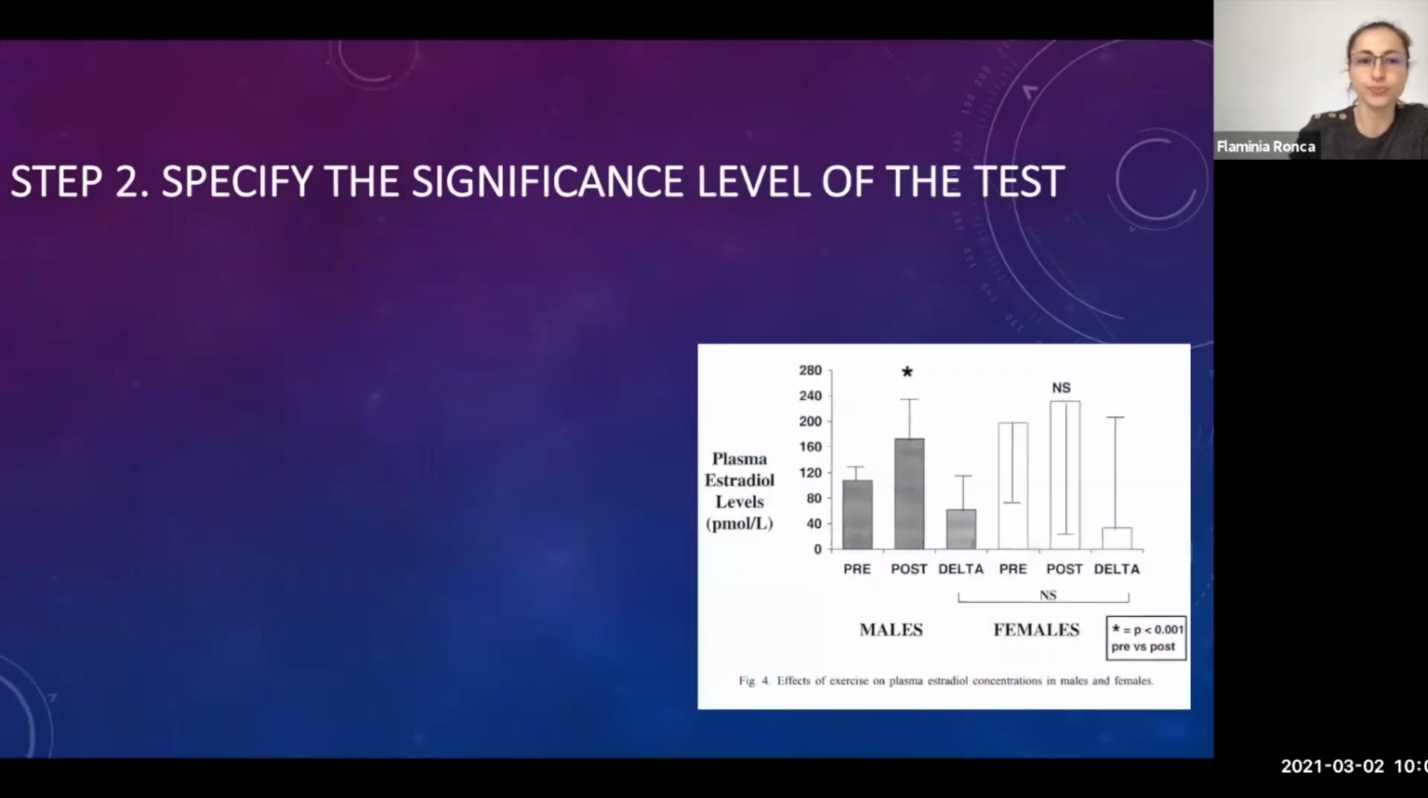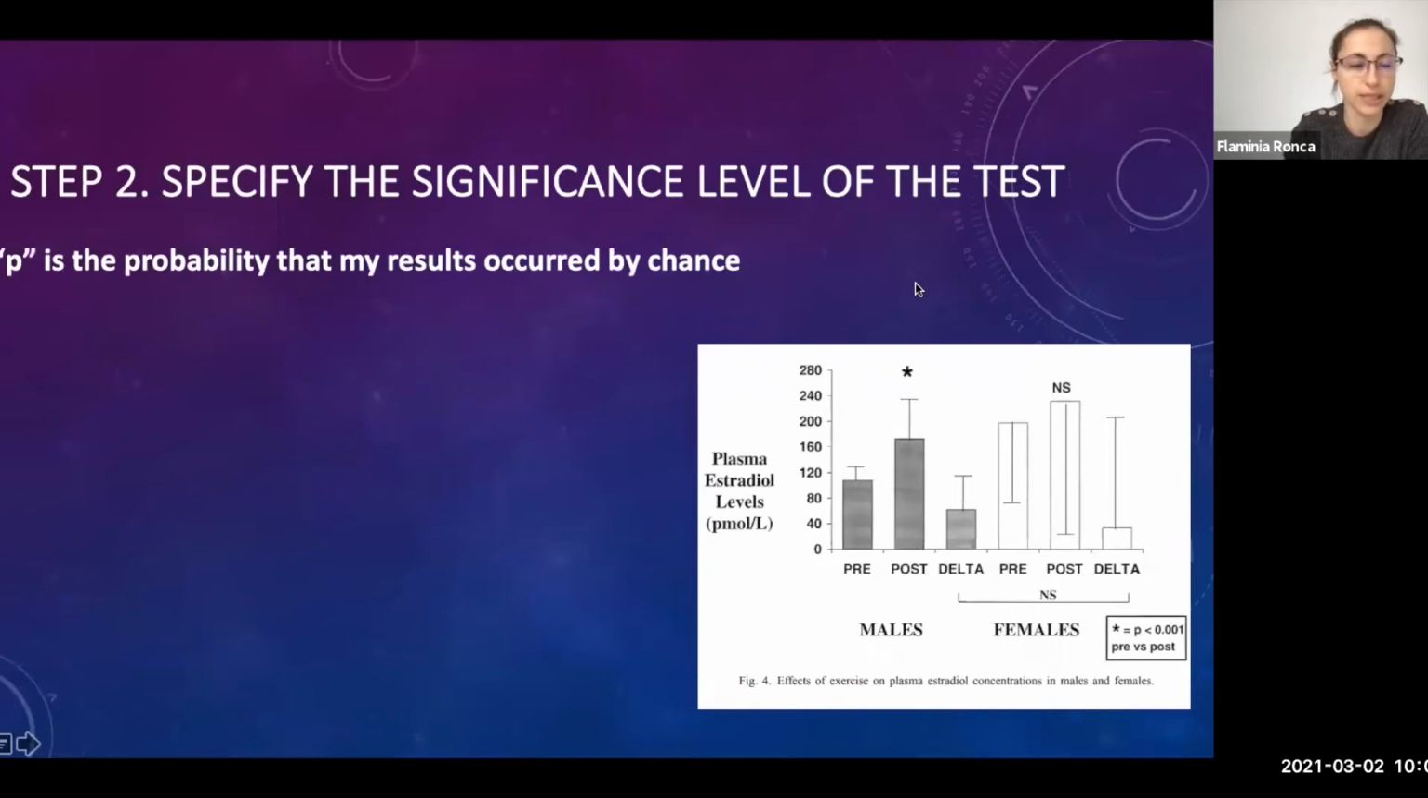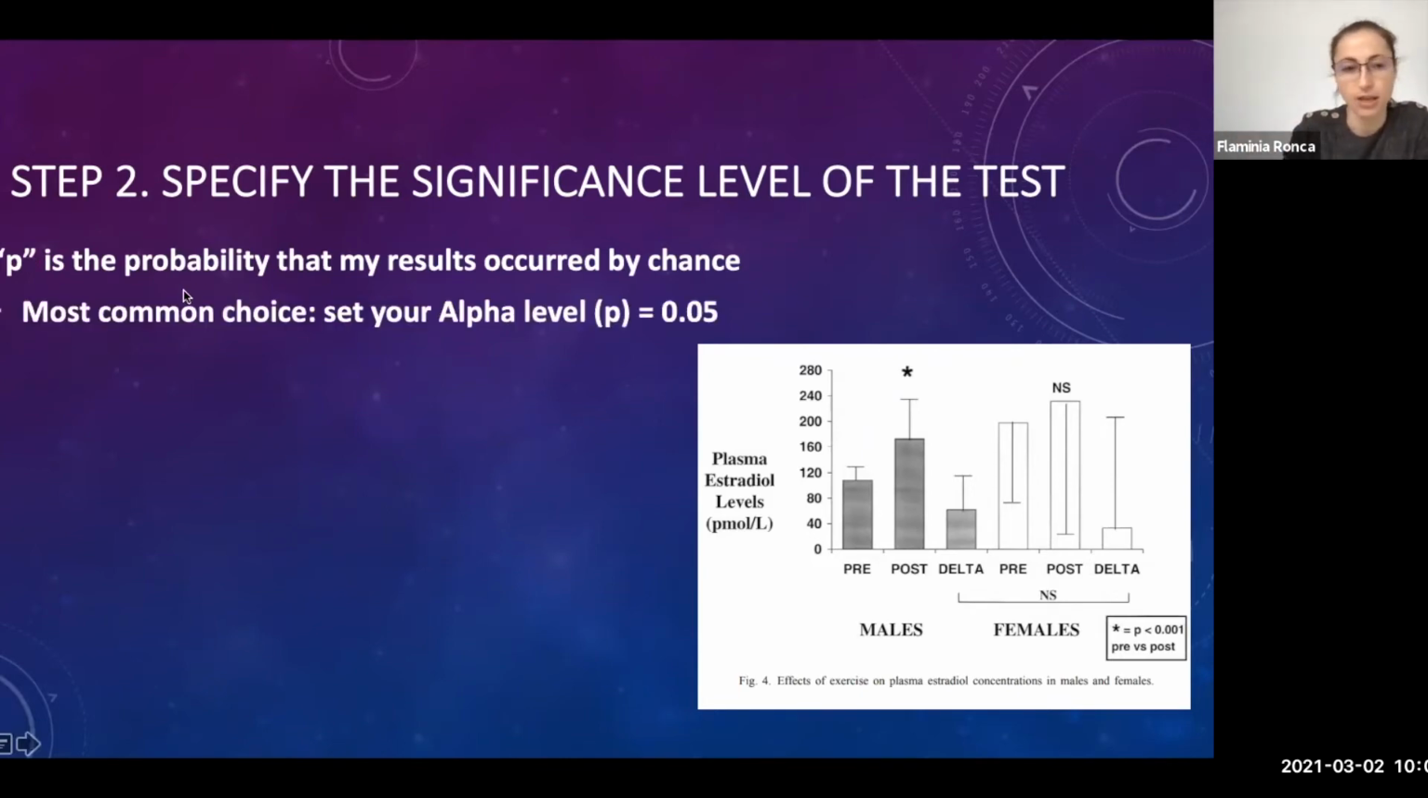step 2 is you need to specify the significance level of the test. So this is where we talk about P. Some of you may be familiar with this, but maybe a recap on stats. P is the probability that your results occurred by chance. And we also call it the alpha level. So normally we set the alpha level at 0.05.